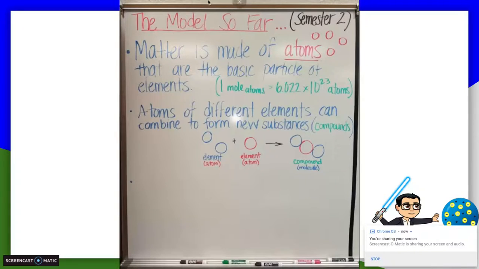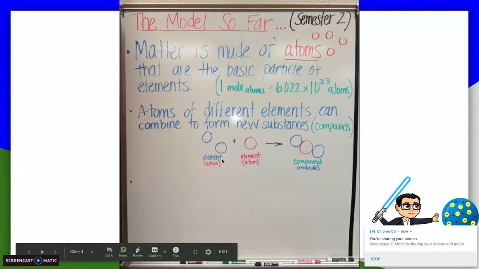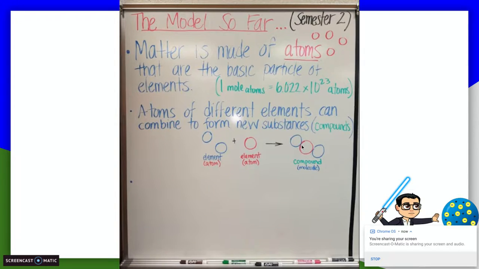We know that matter is made up of atoms that are the base particles of elements, and atoms of different elements can combine to form new substances. I want you to make a new notebook entry and record this in your notebook. We're in semester 2 now, and so we know that there's conservation of matter, and we'll keep that in. And we know we draw particles as circles, and we could draw bigger or smaller particles. We could have elements or atoms and compounds or molecules.